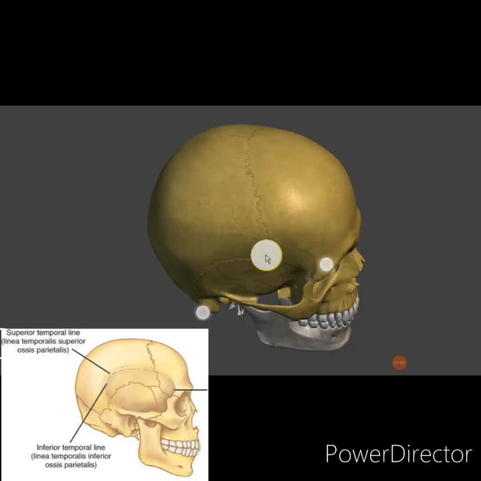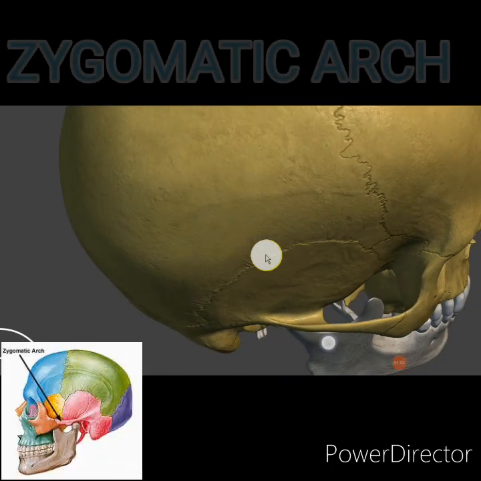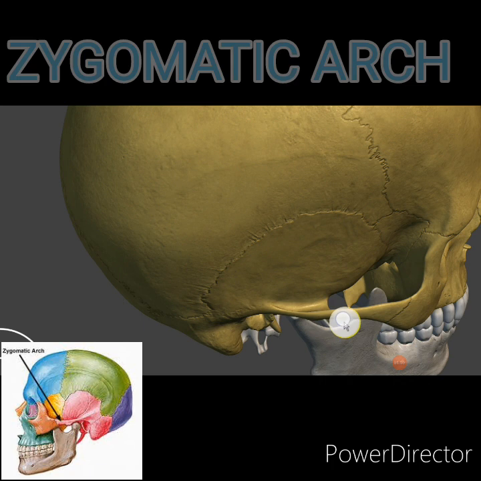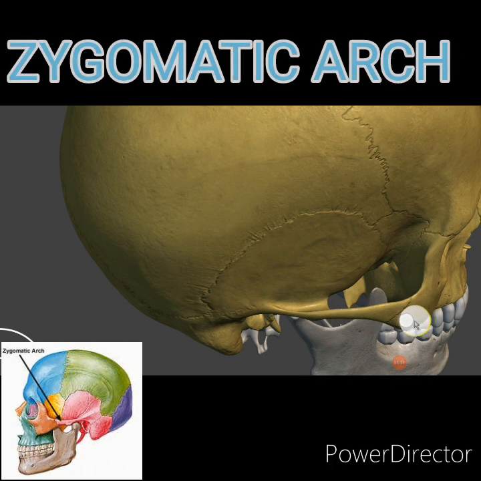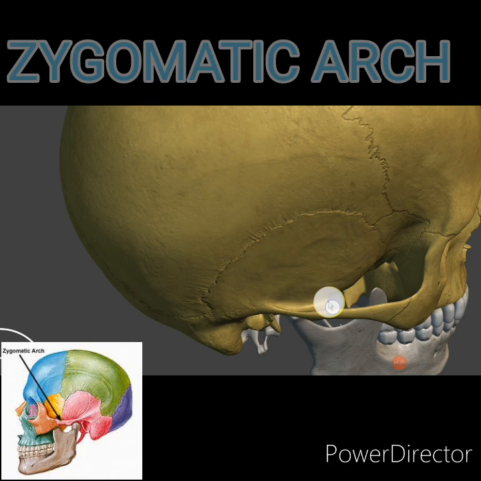So what is zygomatic arch? It is also called zygoma. It is formed by the temporal process of zygomatic bone in its anterior one-third and the zygomatic process of temporal bone in its posterior two-third. Zygomatico-temporal suture is present between these two bones, which runs backward and downwards. The gap which is formed between the skull and this zygomatic arch is deep in front than behind.